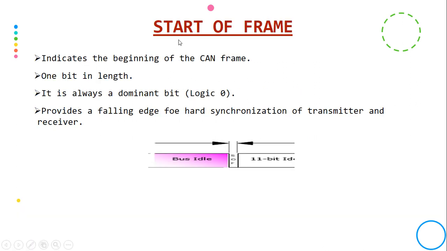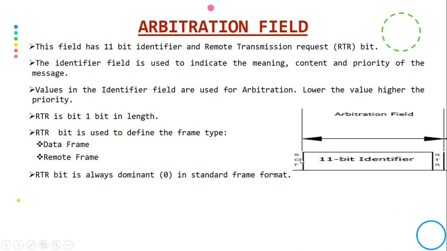Now first we shall see the first field of the data frame or standard frame, that is start of frame. It indicates the beginning of the CAN frame. It is 1 bit in length, as you can see in the figure. It is always a dominant bit, that is logic 0 bit, and provides a falling edge for hard synchronization of transmitter and receiver.